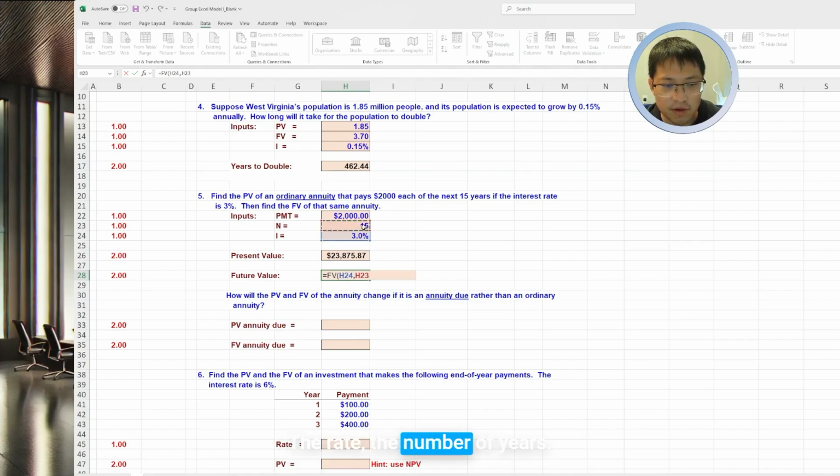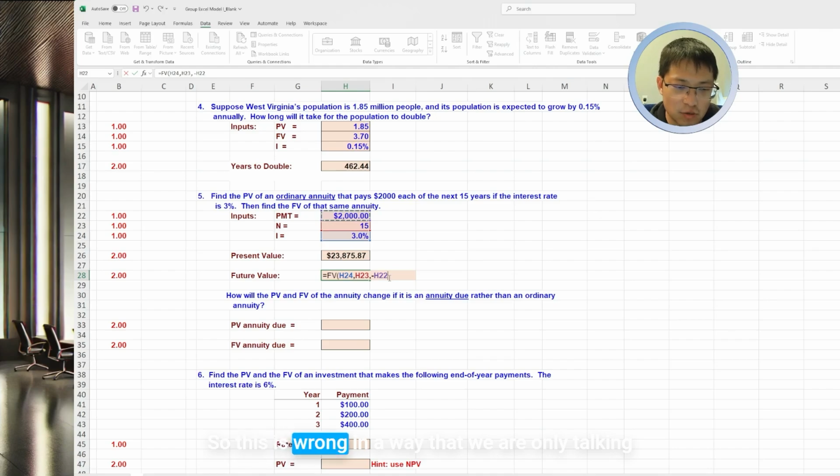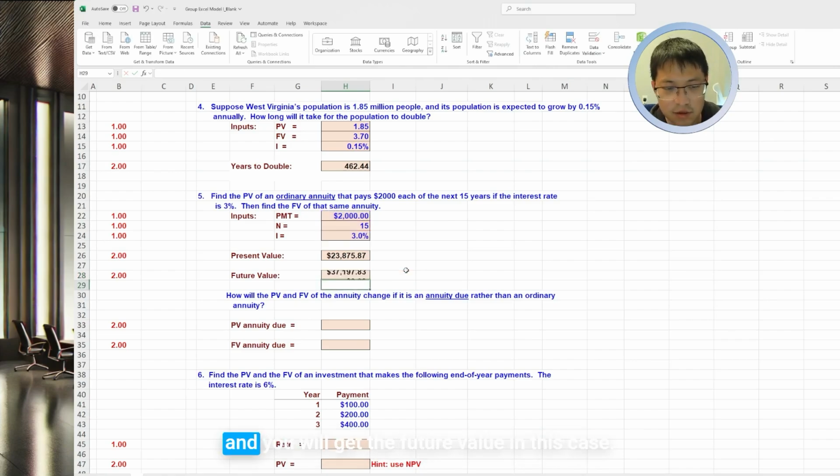The rate, number of years, the payment, the negative sign here. Note that several students will try to put the present value from the previous calculation here. This is wrong, because we are only talking about the payment of 2,000 for the next 15 years. We never say we have something at the present. Those are two separate questions. We shouldn't consider this as one thing. So in this case, we just close it and you will get the future value.